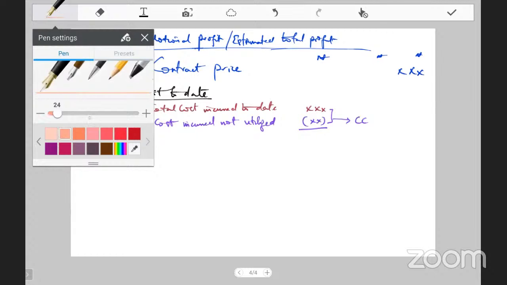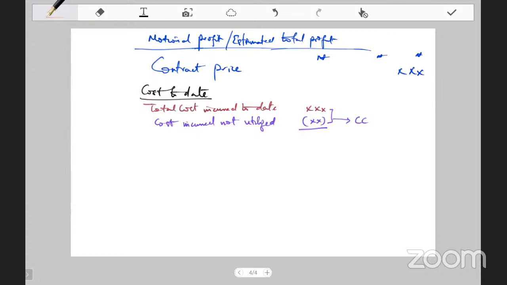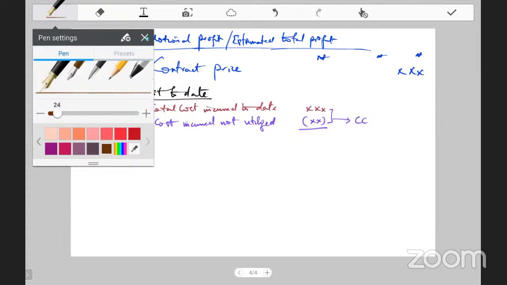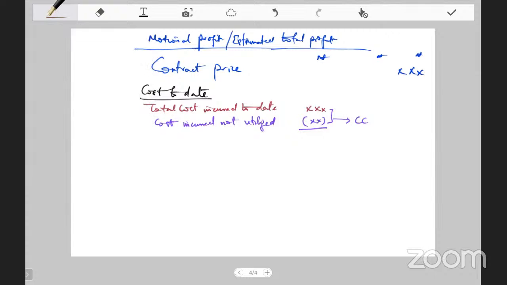Now, that is not the end, because in contract we don't just look at cost to date. We also look at the costs that we need to complete the contract. And those costs must be taken into consideration. So what is the cost that we need to incur to complete the contract? We call it future cost, or we refer to it as cost to completion.